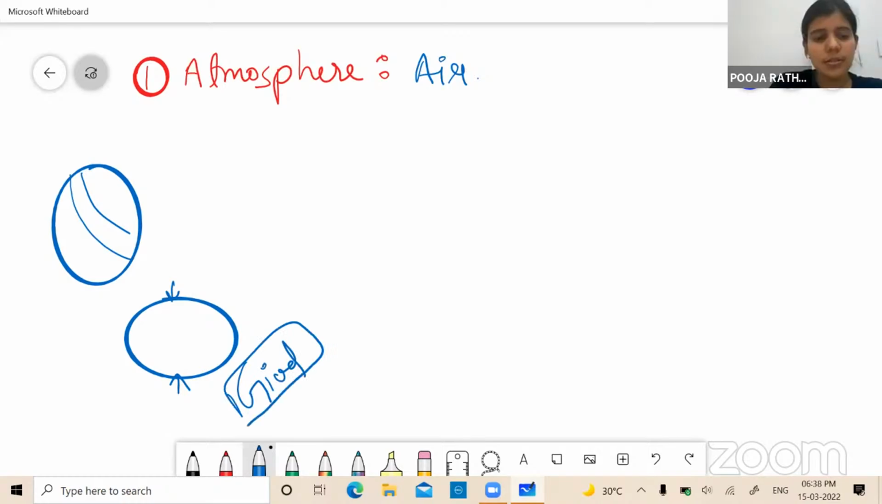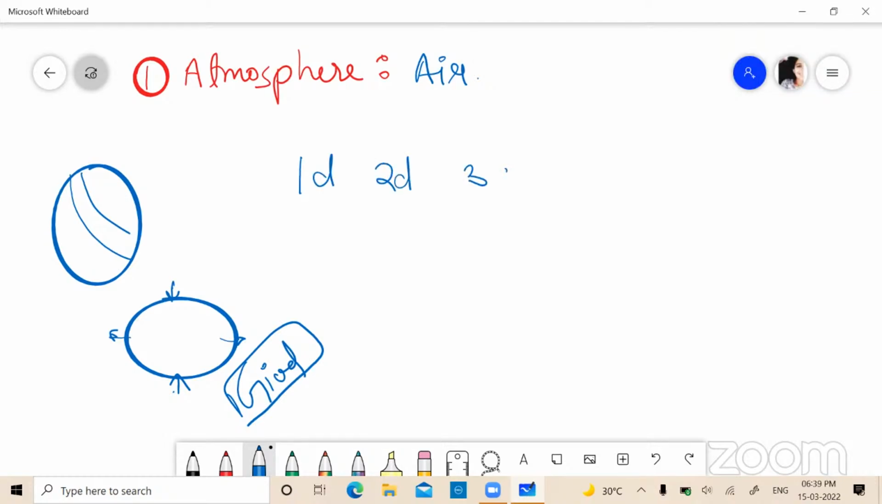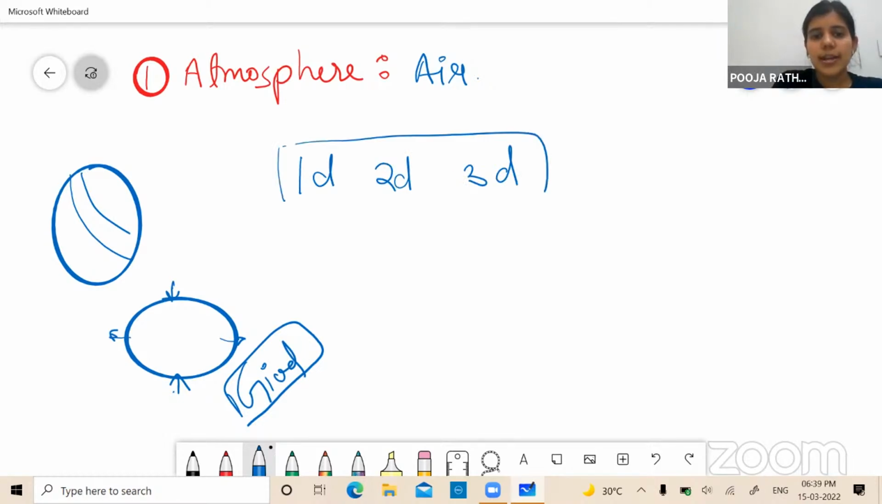Because it is flattened from two parts and elongated from the other parts, that's why it is called a geoid, not a perfect sphere. Basically, a ball is a sphere. You know 1D, 2D and 3D dimensions. All of you know about them. You can just identify them. Can anyone give me an example for 1D?